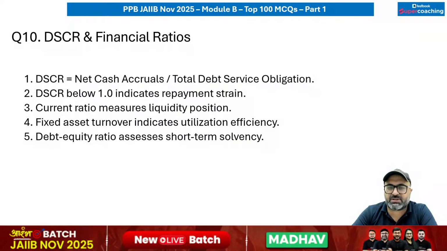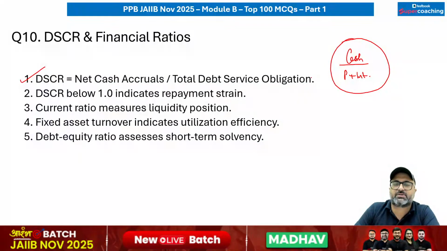The next point is debt service coverage ratio is equal to net cash accruals divided by total debt service obligations. Is this point correct? Think and tell. बिल्कुल सही है सर, कि आपके पास जो कैश है उसमें से उस कैश को आप जब डिवाइड करेंगे प्रिंसिपल और इंटरेस्ट के साथ जो आपको इस साल पे करना है, उससे आपको पता चलेगा कि आपका डेट सर्विस कवरेज रेशियो क्या है. If it is below 1 it indicates repayment strain. हाँ, अगर ये 1 से कम होगा that is not good for a lender.